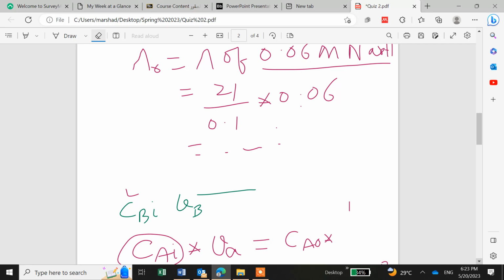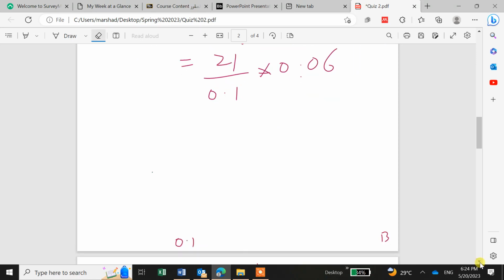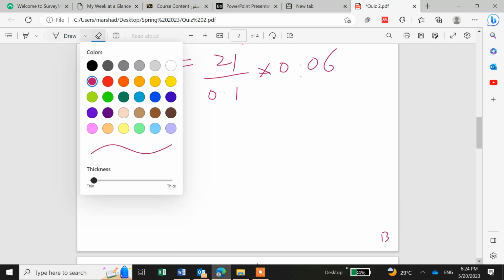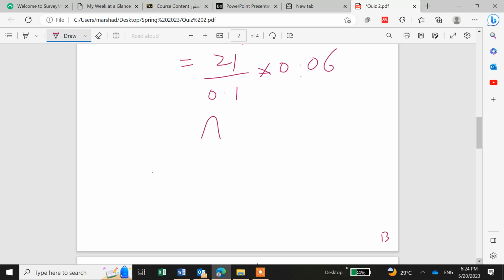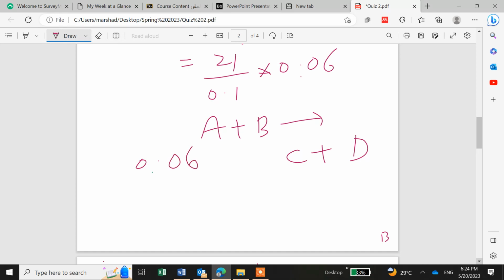Lambda infinity, again you have to understand that lambda infinity is the conductivity of the mixture when we assume that conversion is 100%. So what do we have now? You have NaOH plus ethyl acetate. A is NaOH, B is ethyl acetate, C is sodium acetate, D is ethanol. So we start with 0.06 molar A, 0.06 molar B.